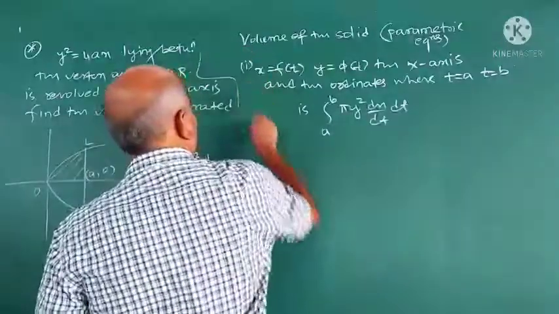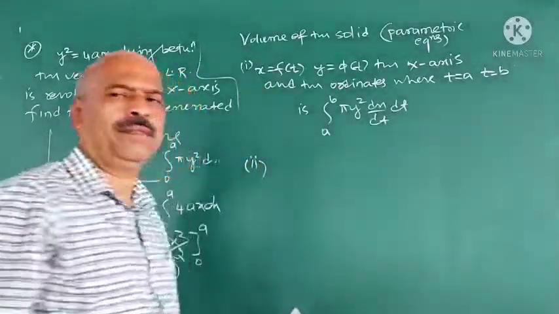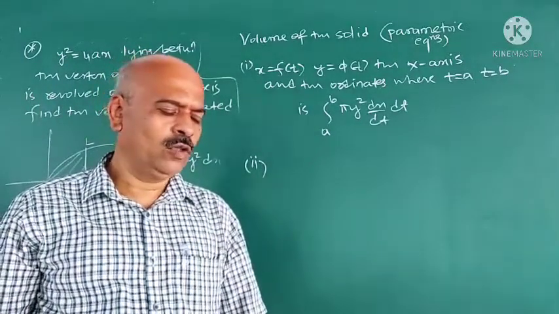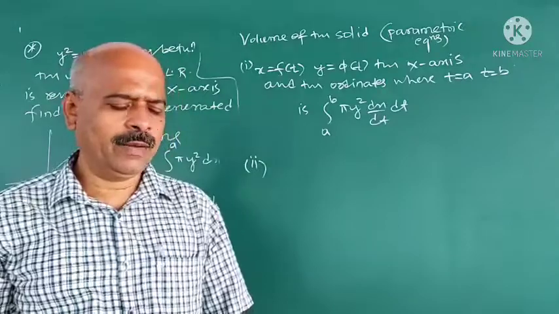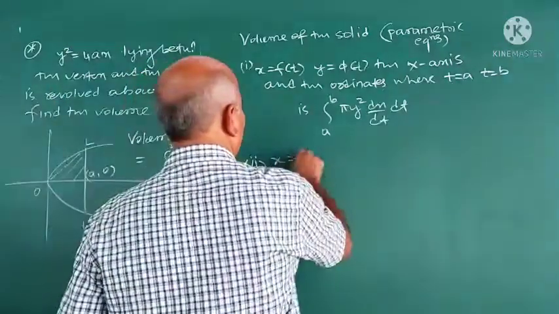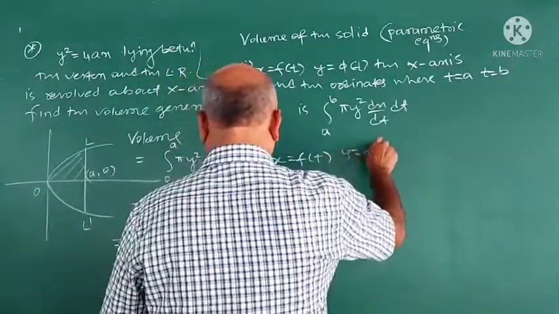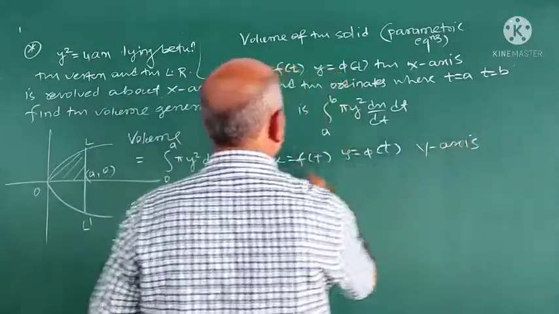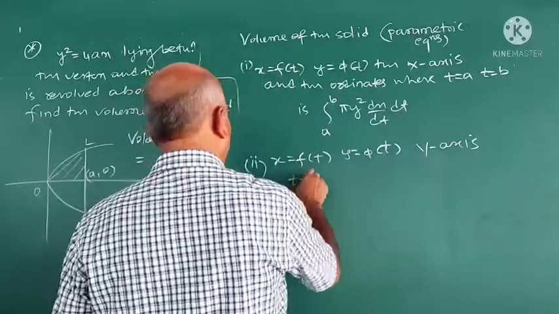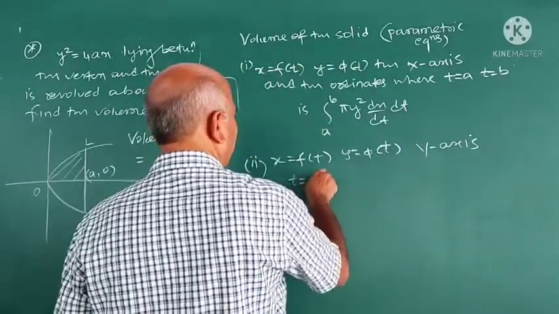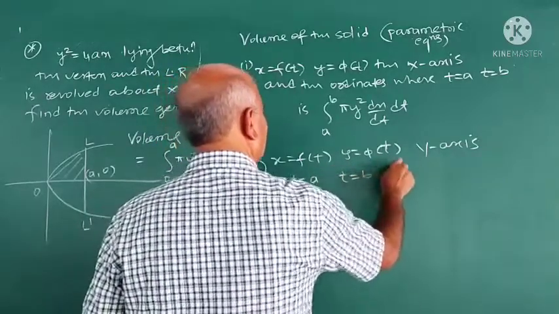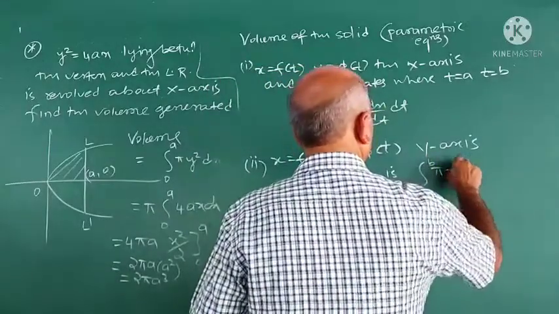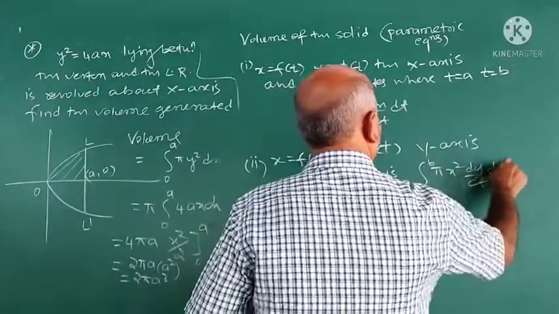Similarly, the volume of the solid obtained by revolution about the y-axis of the area bounded by the curve x is equal to f of t, y is equal to phi of t, the y-axis, and the ordinates at t is equal to a, t is equal to b is integral a to b pi into x square dy by dt.